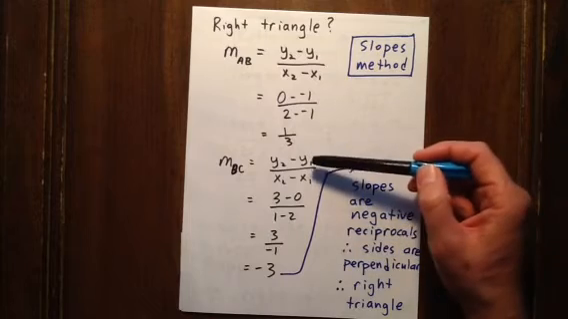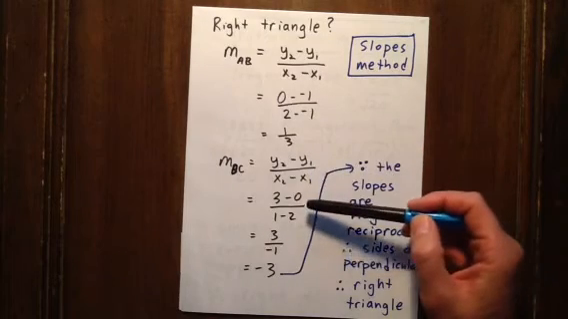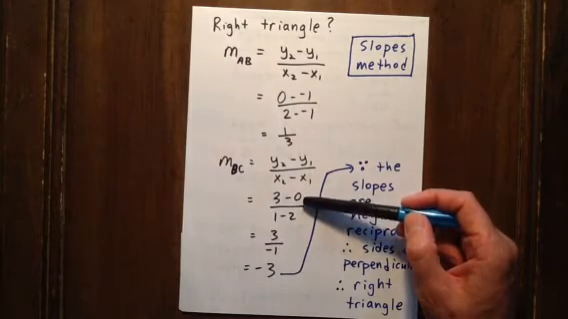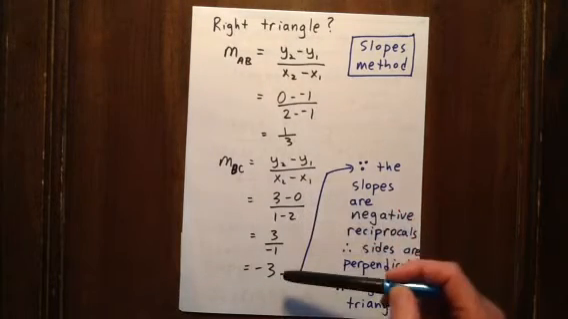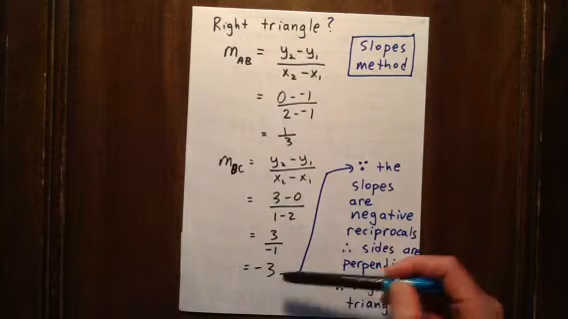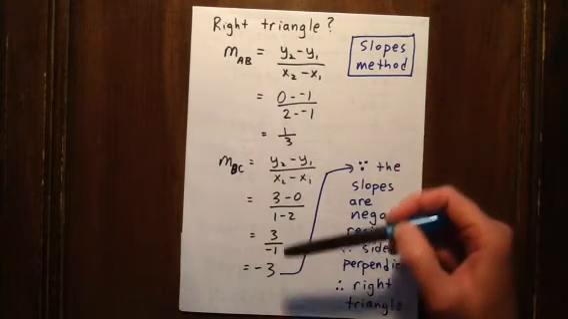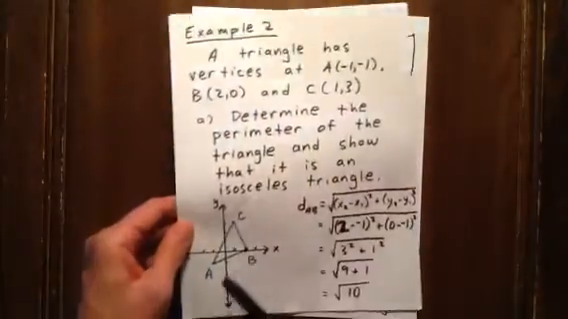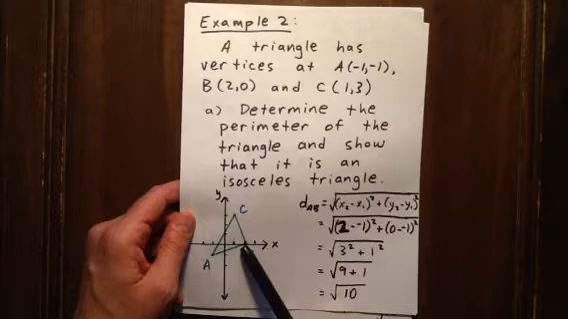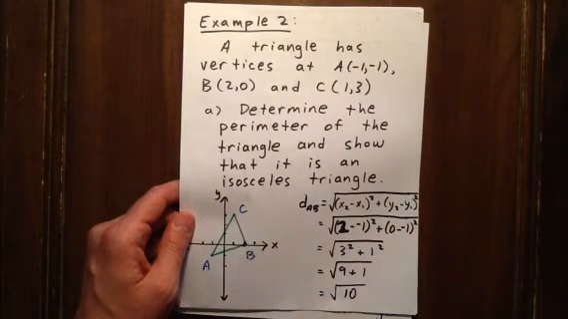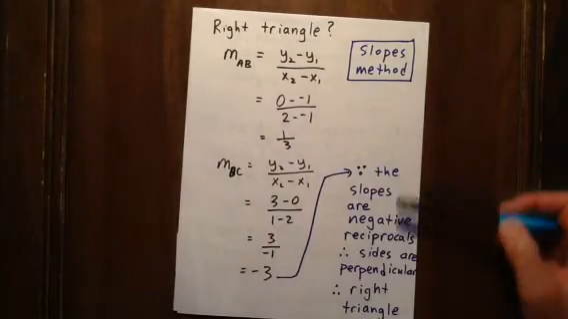And the slope of side BC, using the same slope formula but with the points B and C instead, we get negative 3. And since 1 over 3 and negative 3 are negative reciprocals of each other, we see that this side right here is perpendicular to this side right here, and therefore we have a right triangle.